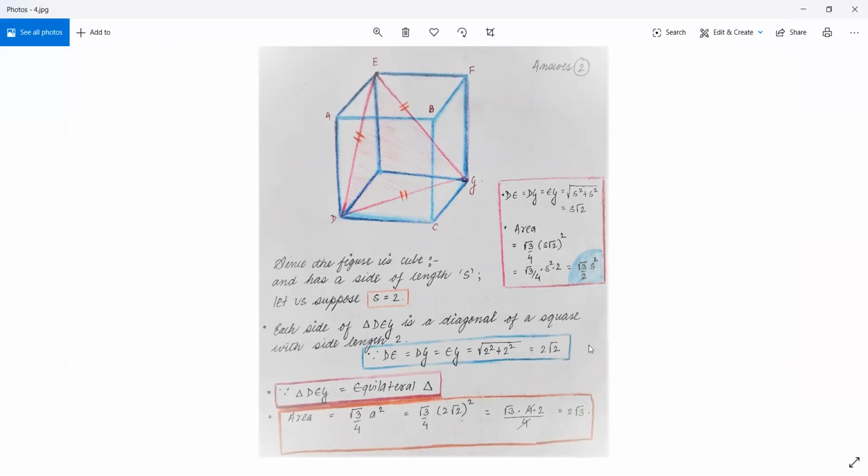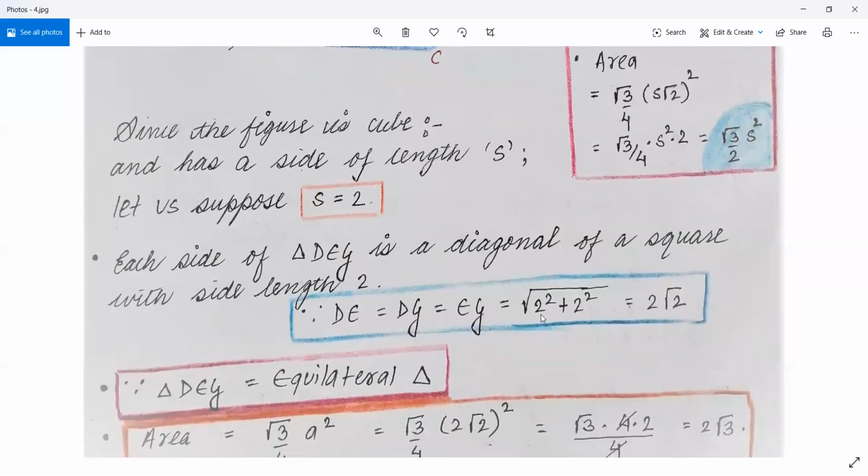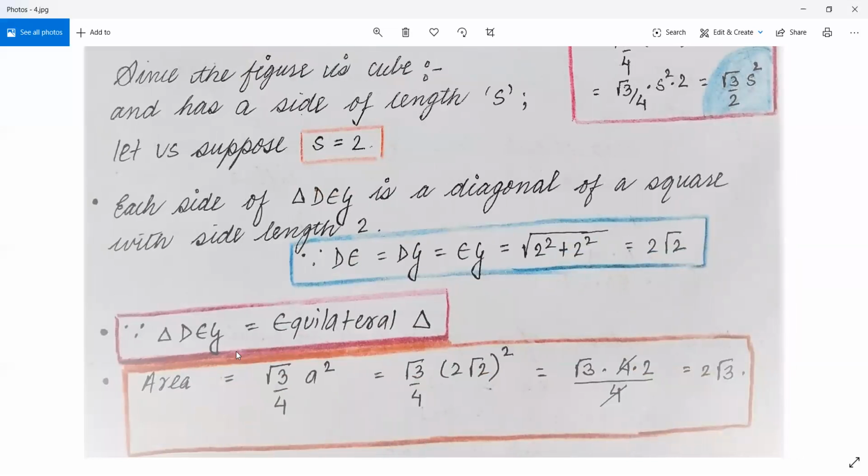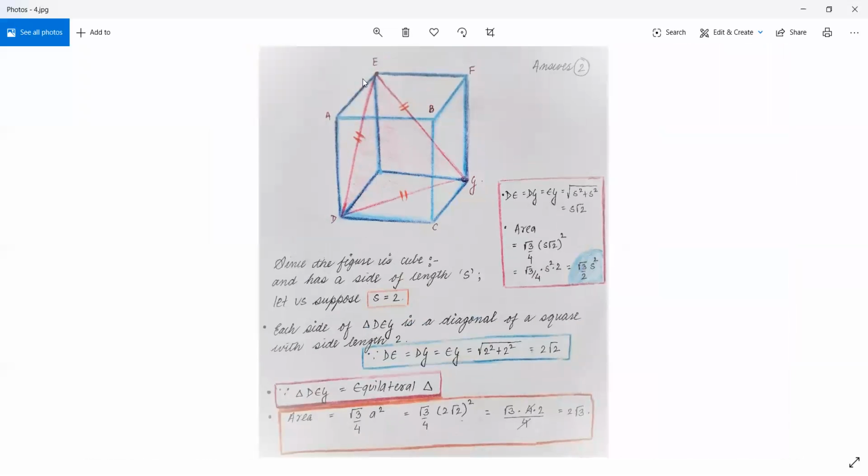So when you take the factors of 8, the square root of 4 will be 2. Since 2 comes out and there is still 2 left in the square root, it will become 2 root 2. So you can say that DE equals EG equals DG equals 2 root 2. From that, you can determine that triangle DEG is an equilateral triangle, since all the face diagonals of all the surfaces in the cube are equal.